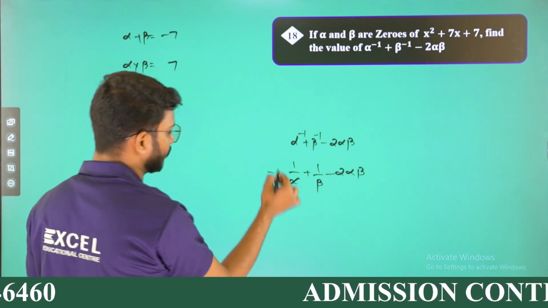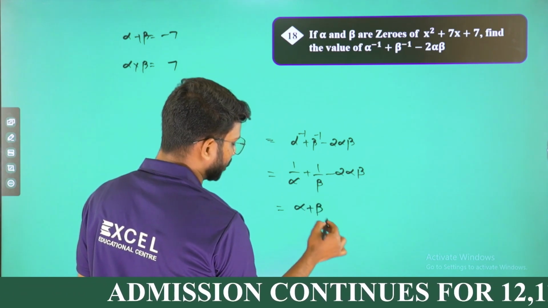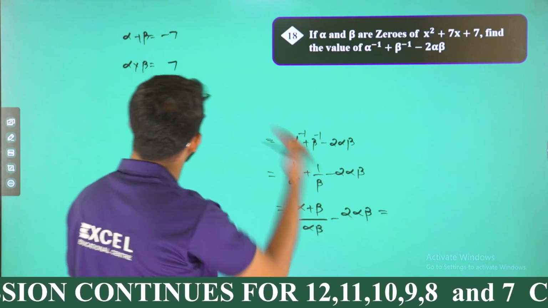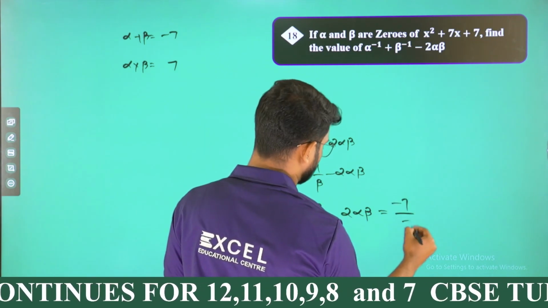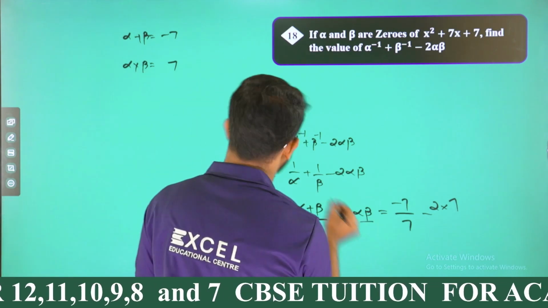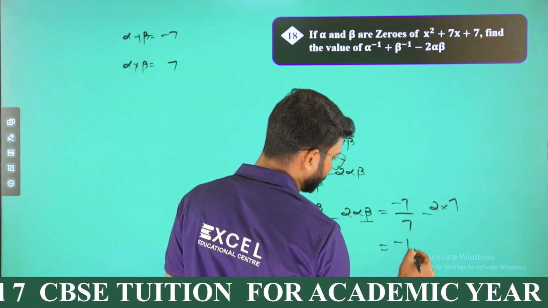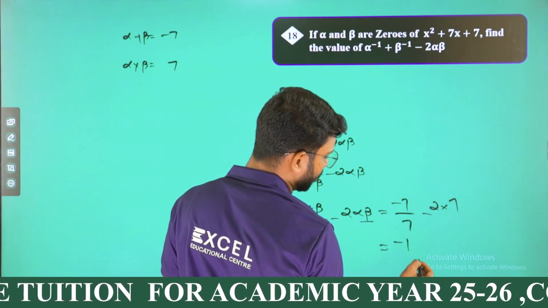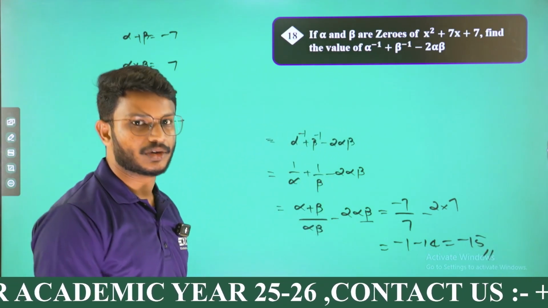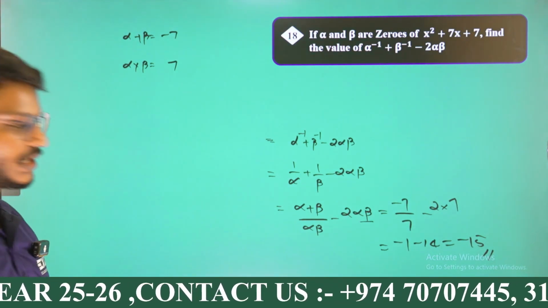When we cross multiply, it becomes alpha plus beta by alpha into beta minus 2 alpha beta. Just substitute the values. Minus 7 by 7 minus 2 into alpha beta, which is 7. So minus 7 by 7 becomes minus 1, and 2 into 7 becomes minus 14. So the final answer is negative 15. Very easy, right? Please copy the answer. Let's move to the next question.